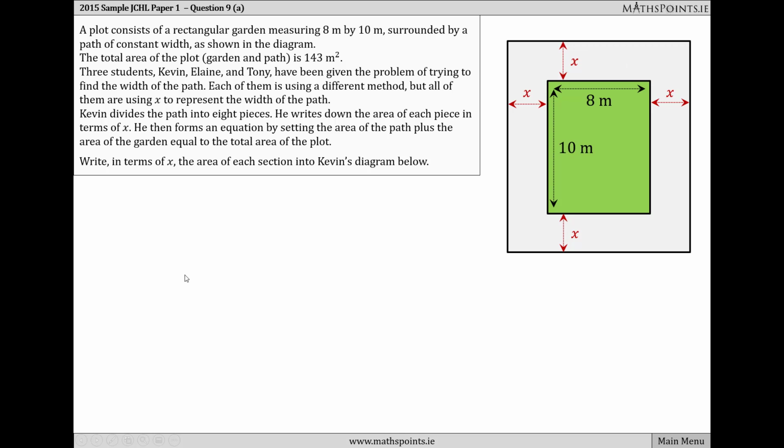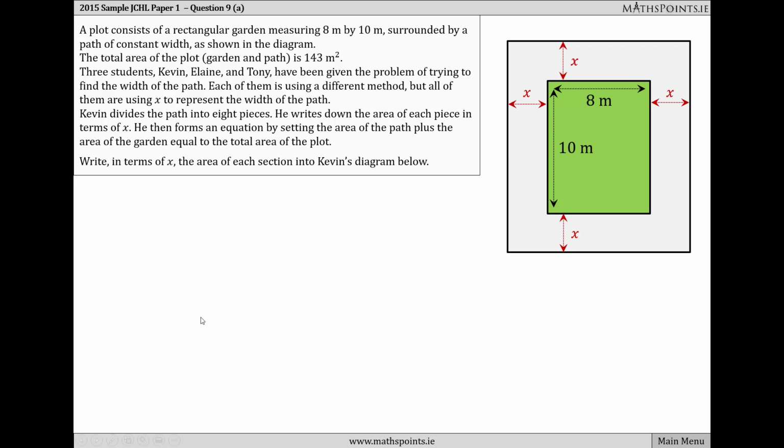Kevin divides the path into 8 pieces, and he writes down the area of each piece in terms of x, and then he's going to form an equation by setting the area of the path, the sum of all those individual 8 pieces, plus the area of the garden, equal to the 143 meters squared, the area of the plot.